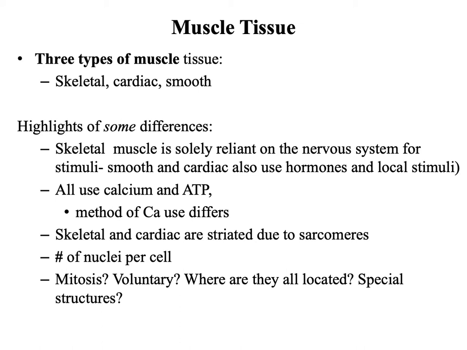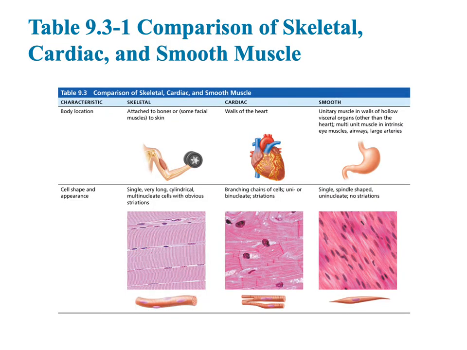The only one you're in charge of is... mitosis. Smooth muscle rarely goes through mitosis, but if you're going to have a baby, you need the smooth muscle of the uterus to get bigger, to grow with that baby's growth. The only one that's voluntary is skeletal. And then I'm going to go through these next slides for location and other details later.